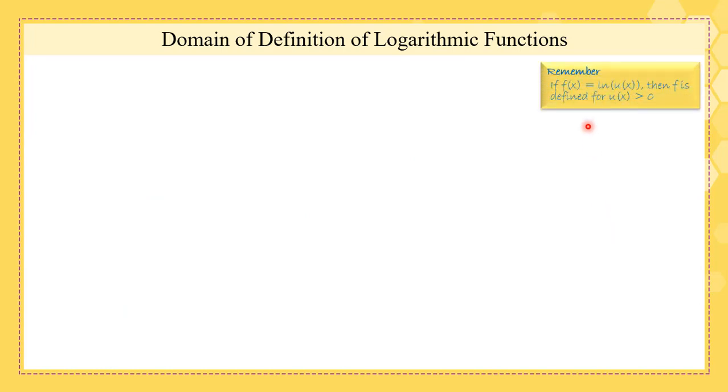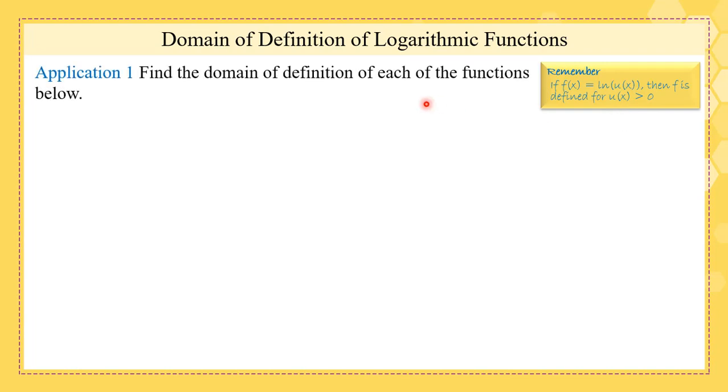So till now we know that if f of x is ln u of x, then f is defined for u of x greater than 0. But pay attention, after we put u of x greater than 0, we have to search for x. Find the domain of definition of each of the following functions. The first one, try to find it alone.